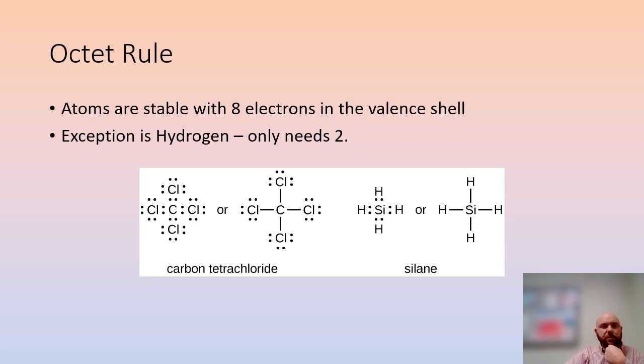Here on this slide, I want to make one little note about the octet rule, something that we will run into quite often as we are looking at these covalent Lewis structures. And that is a reminder that atoms are stable with 8 electrons in the valence shell. So throughout these Lewis structures, we are going to try to draw structures in which each atom has a share of all 8 electrons. There is one exception, however, and that exception is the element hydrogen, which only needs 2 electrons to satisfy its octet rule or have a stable configuration.